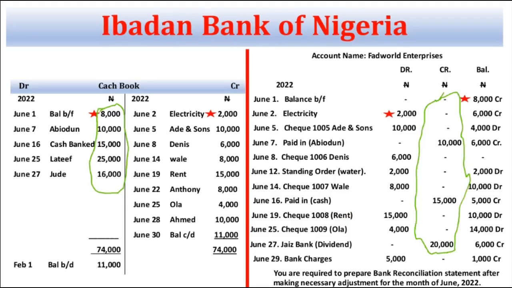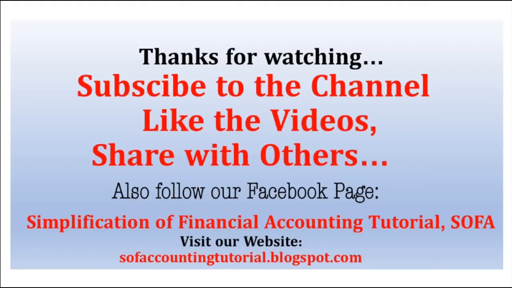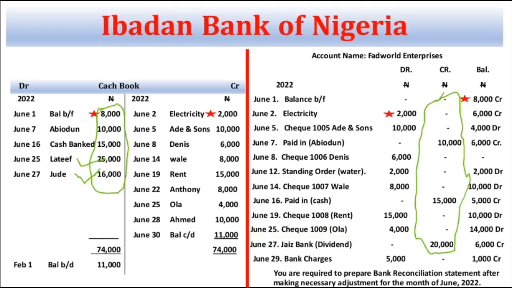So for any entry that appears under the debit side of the cash book, for example Latif 25,000, there's nothing like Latif 25,000 under the credit side of the bank statement. So such a check is called an uncredited check. So Latif, and if there's another one just like Jude, they are both uncredited checks. Checks like that will be added together and deducted from the balance we are having. That is going to give us the balance as per bank statement, which means the figure we are going to have must be equal to the balance we have under the bank statement, which is 1,000 naira.